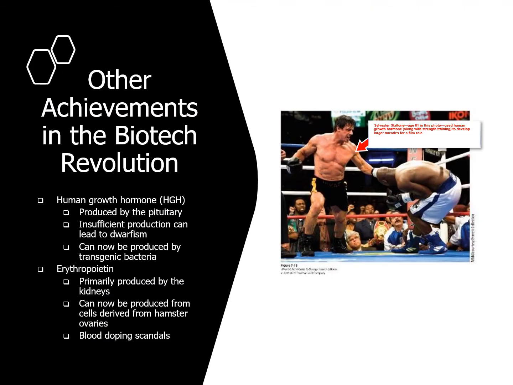Other achievements in the biotechnology revolution include human growth hormone, or HGH. This is a hormone produced by your pituitary gland, which is your master gland in your brain that produces lots and lots of hormones. Insufficient amounts of growth hormone can lead to dwarfism. Too much can lead to gigantism. You can think of Andre the Giant as being someone who had gigantism.